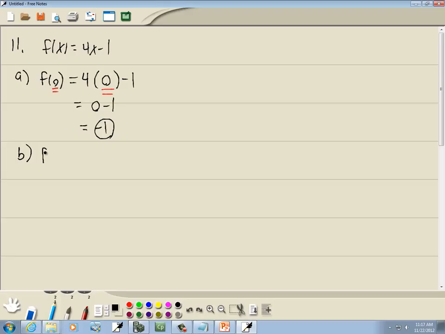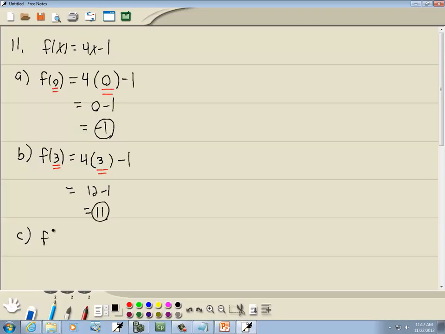B is f of 3. So again, I'm going to take my 4x minus 1, and where I have the x, I'll put in parentheses. Whatever's inside the parentheses here is what we put in over here. So we'll put 3 in there. 4 times 3 is 12, and 12 minus 1 gives us 11. Now some people, when they feel comfortable with this, they stop using parentheses. And I really emphasize that because when you go into college algebra and problems become more complex, having those parentheses there is a lifesaver.